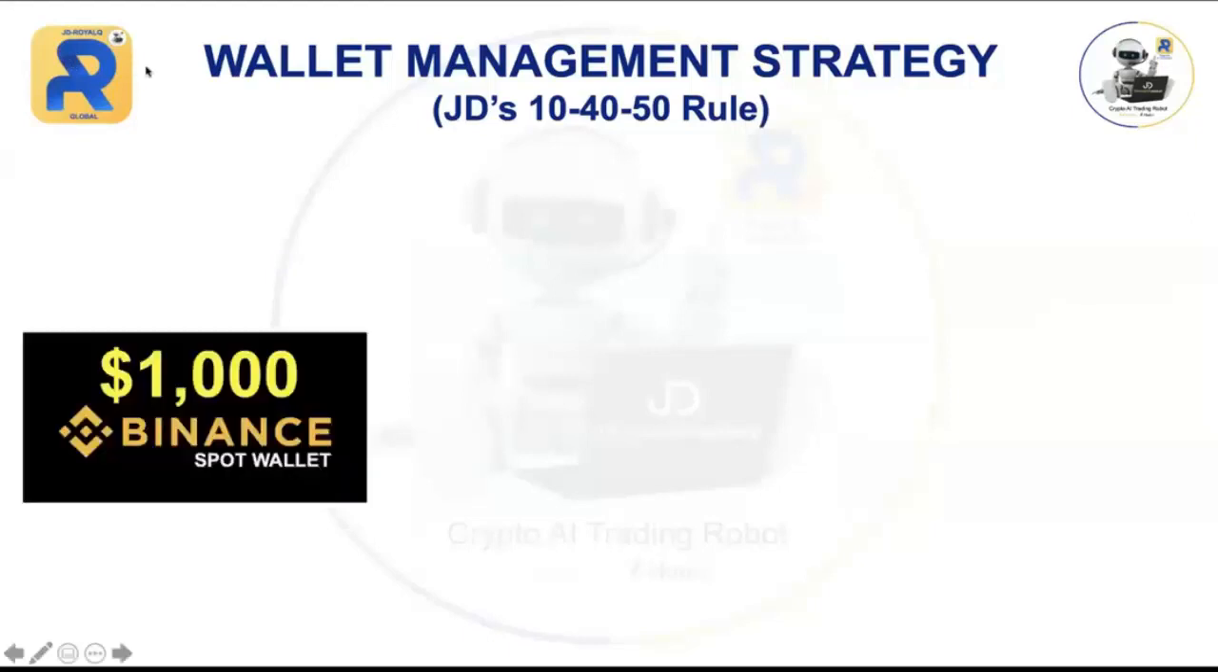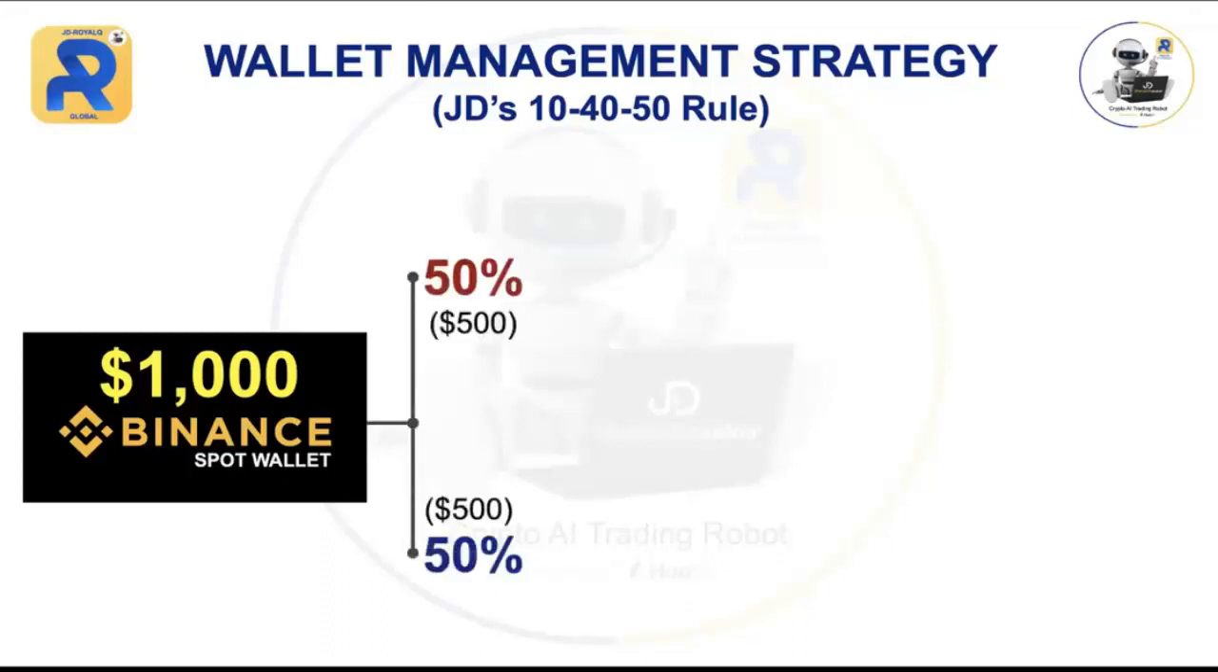Let's say, for example, in my Binance spot wallet, I have my trading fund, which is $1,000. You can even call that your capital, but let me just call that a trading fund. So that is $1,000. I decided to come in with $1,000, for example. Now, for that $1,000, I will divide it into two portions, 50-50.